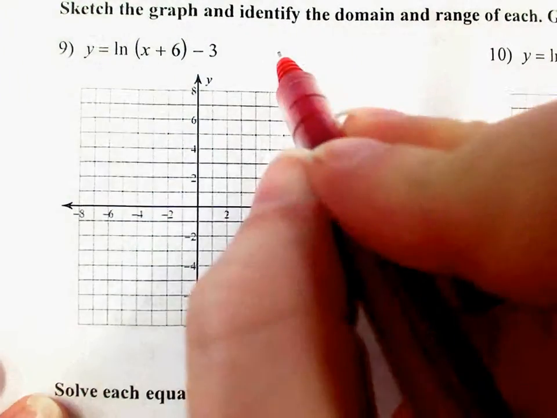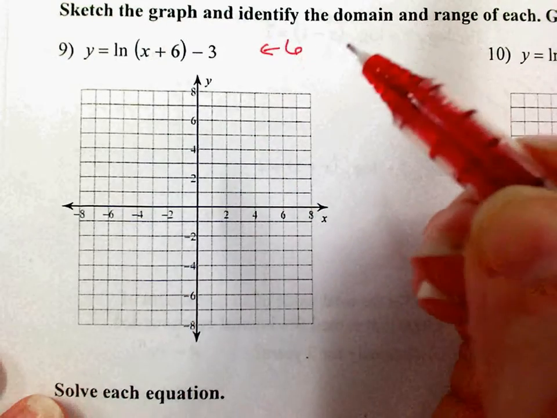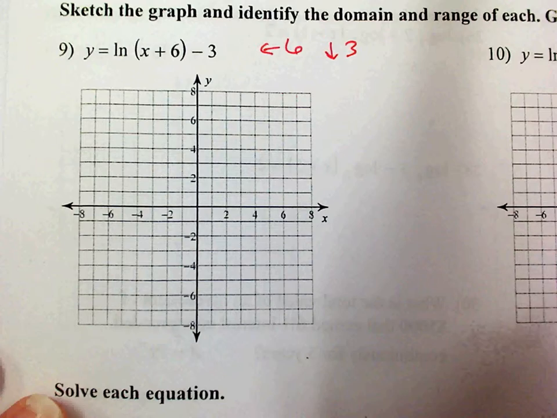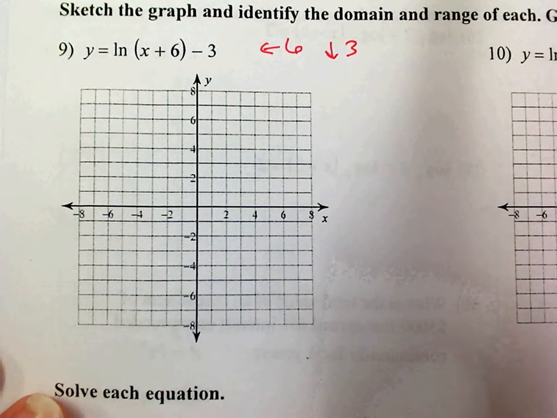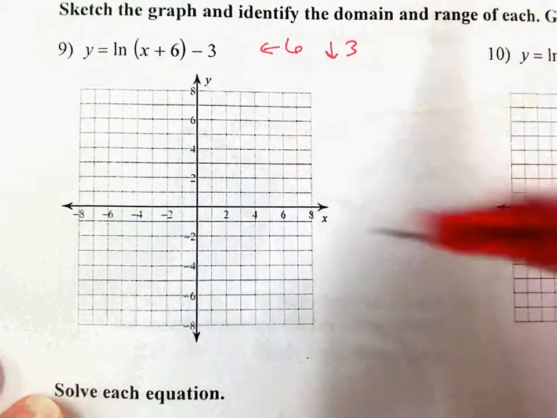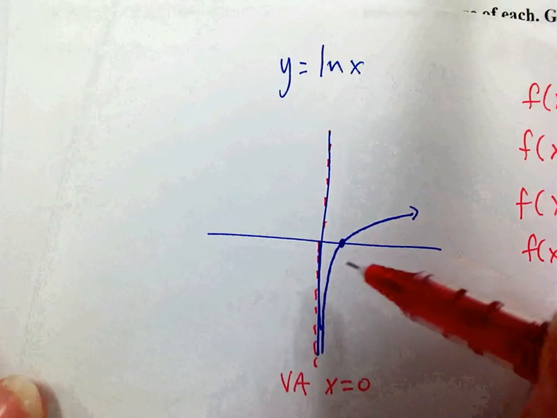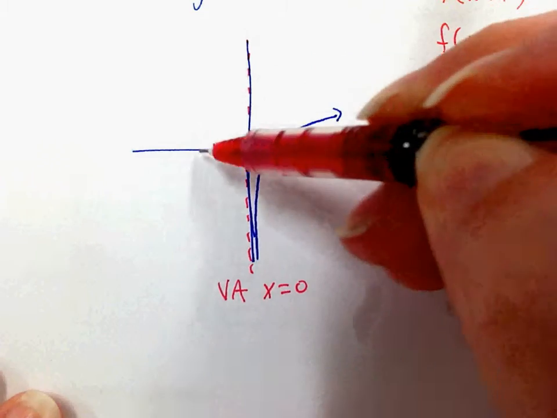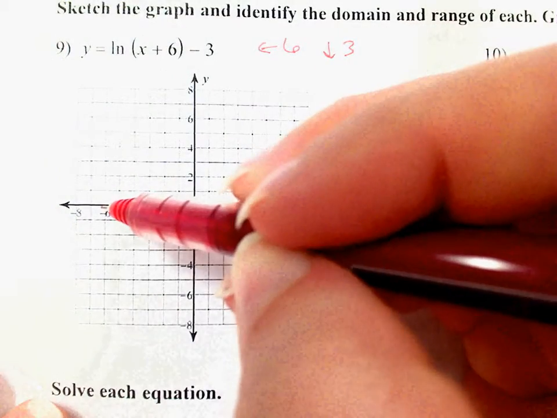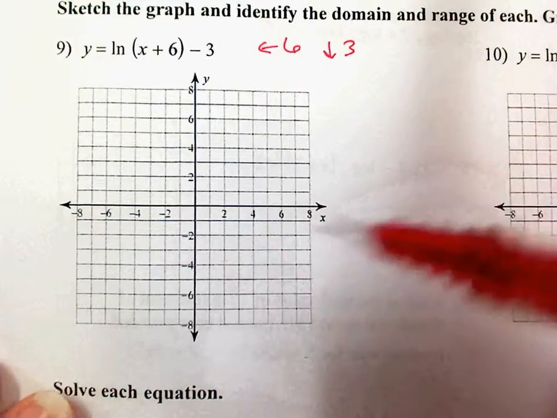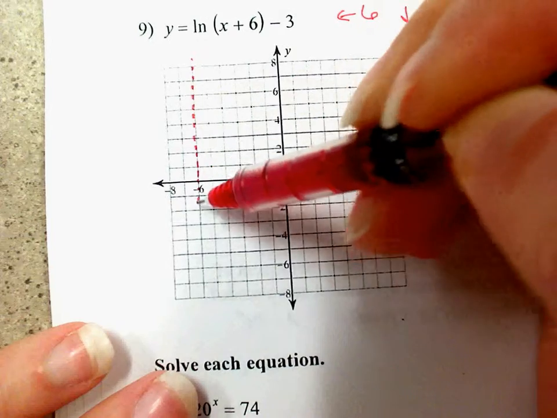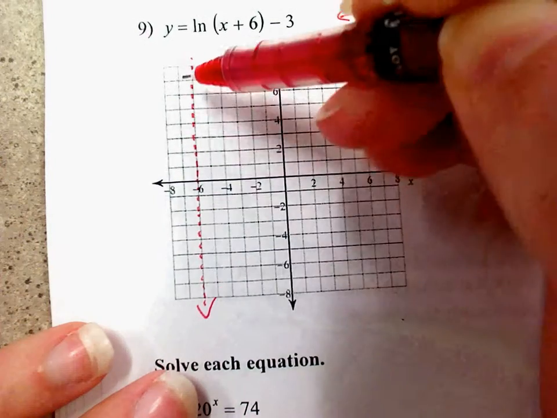Okay, so I expect us all to write to the left 6 and then down 3. So here's what I know. I know normally the graph looks like this, right? But if I move it to the left 6, that vertical asymptote goes to what? To the left 6. Okay, so I'm going to go over here to negative 6 and draw my vertical asymptote. So I've got a vertical asymptote at negative 6. Yeah?